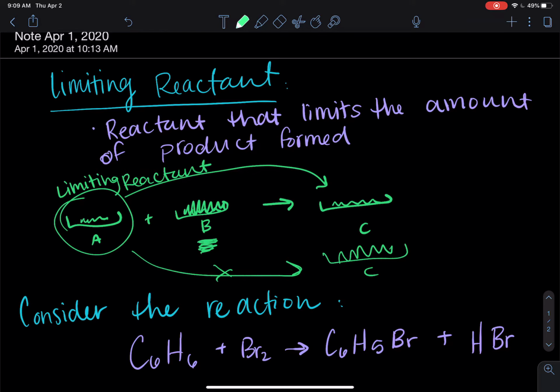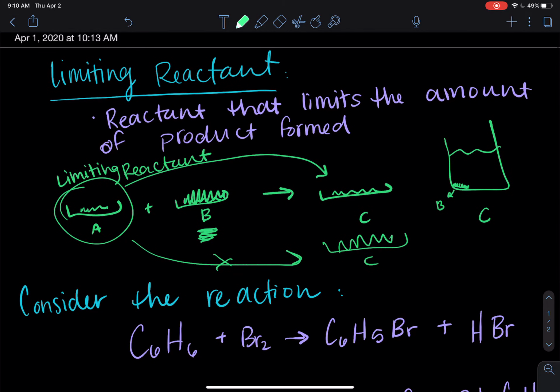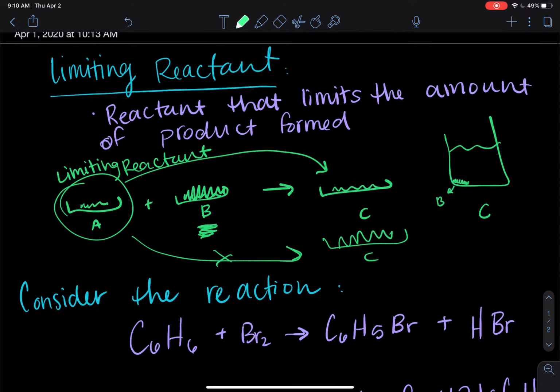reactant. So if you want to picture this, basically you would now have a beaker full of C. So you have this stuff, but you would also have some stuff at the bottom. This is your leftover B. Okay, you have one reactant that gets used all the way. That's your limiting reactant. It produces the max amount that it can make, but that's also the least amount of product possible. Okay, and then B is over there. It gets used, but then it has some excess, so it's your excess reactant.